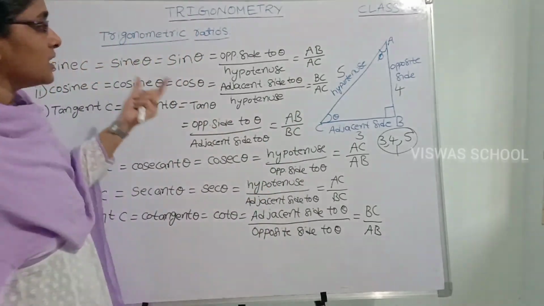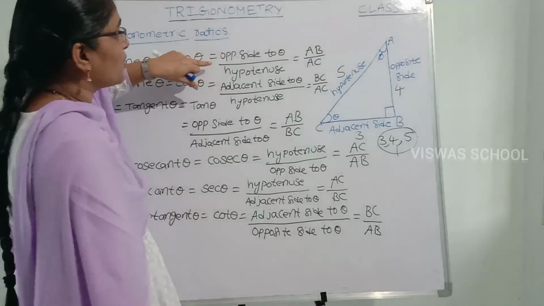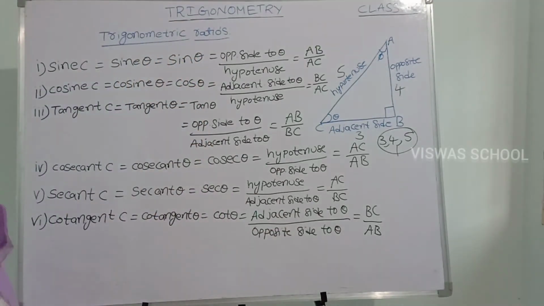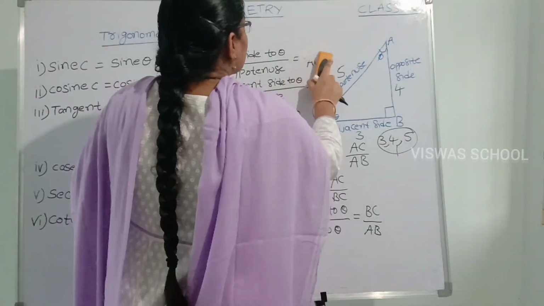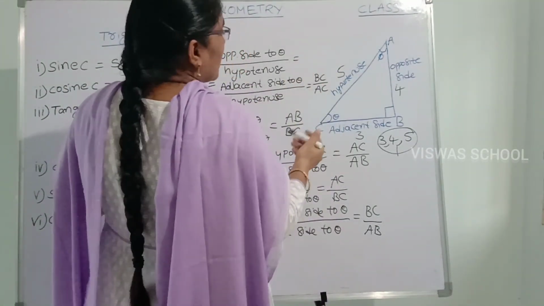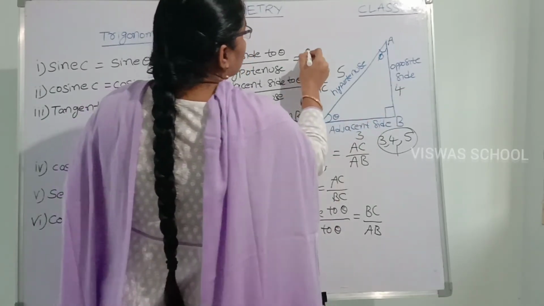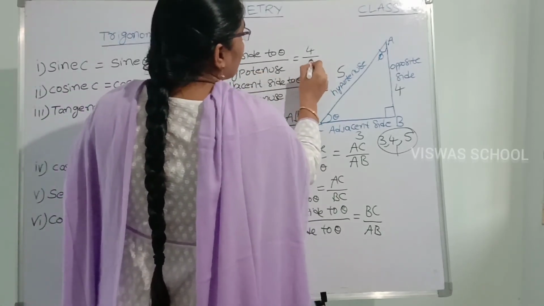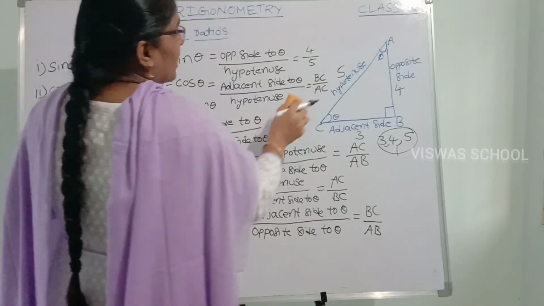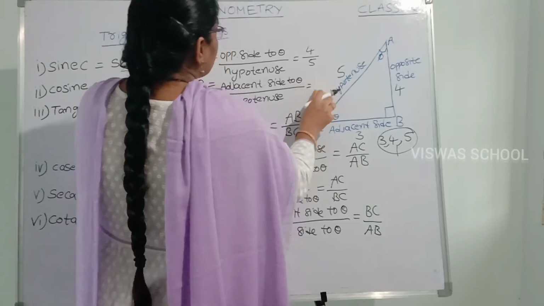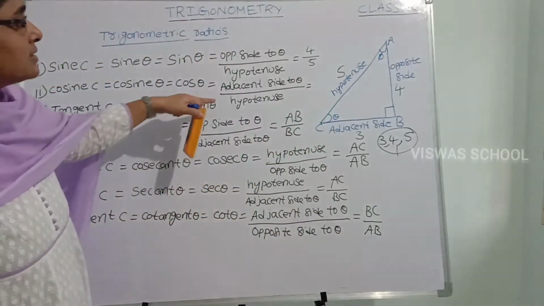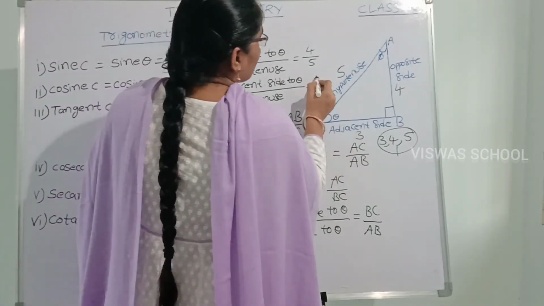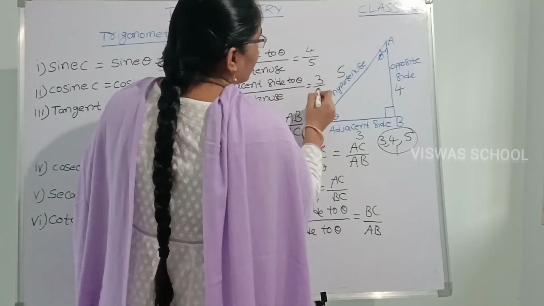See here, adjacent side is 3, opposite side is 4, hypotenuse is 5. Then see what about sine? Here sine theta is equal to opposite side to theta by hypotenuse. That is opposite side is what here? 4 by hypotenuse. Hypotenuse is what here? 5. 4 by 5. And here next one, see, adjacent side, cos theta here. Adjacent side to theta by hypotenuse. Here adjacent side is what here? 3. 3 by hypotenuse.